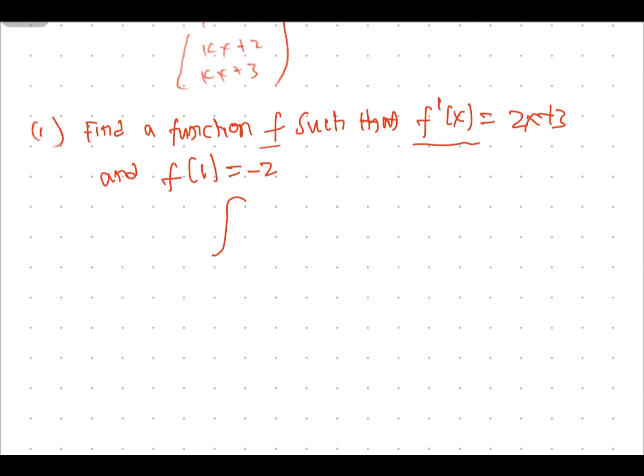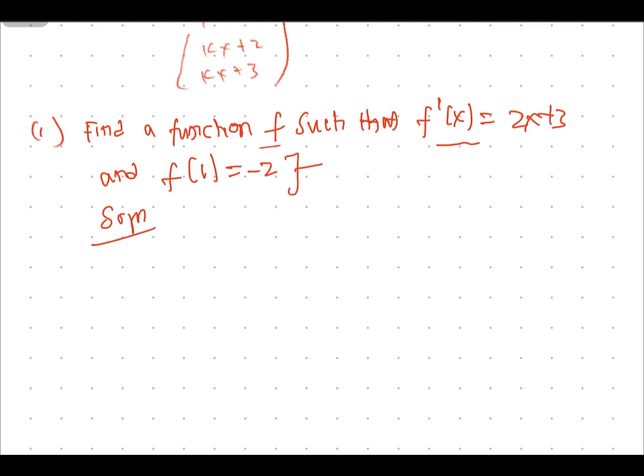So find the function f such that f prime of x is equal to 2x plus 3. This means, what function was there before that was differentiated to get f prime of x? This is what you need to think of. So because of that, you just have to write your solution.